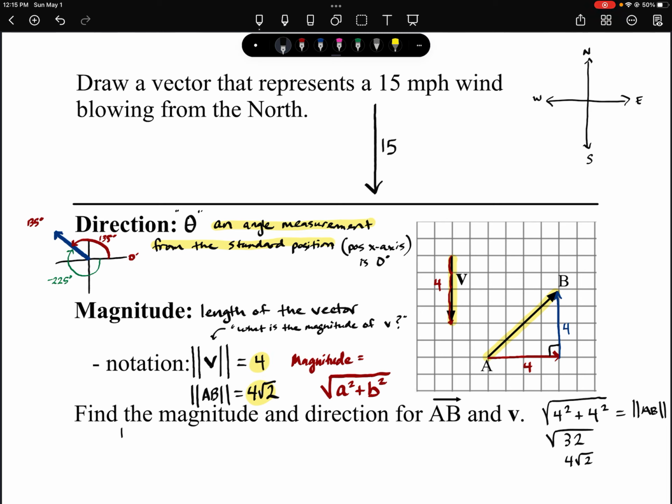With our direction, if we just visualize that we're starting at the origin with that initial point, vector v went down like this, right? So if we were going to measure around, we'd start at 0. There's 90, 180, 270. We could tell that this is going to go 270 degrees. So for v, we've got 270. Or you could say it went backwards this way and went negative 90 degrees. So either of those would be correct.